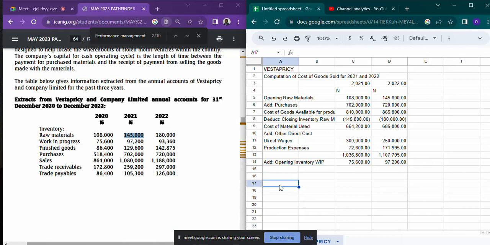Okay. So deduct opening inventory work in progress. So the actual year will be the closing. I can't see the opening work in progress. Okay, I've seen it. So it will be 75,600 and 97,200.